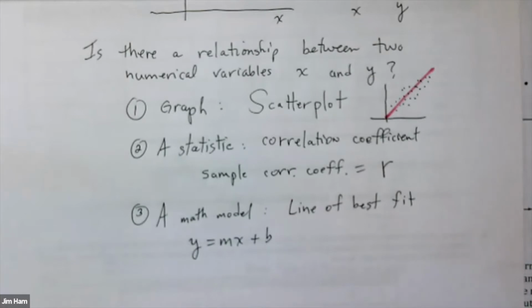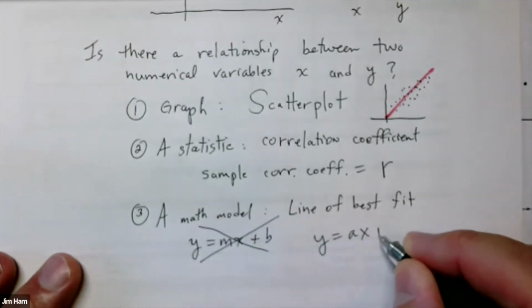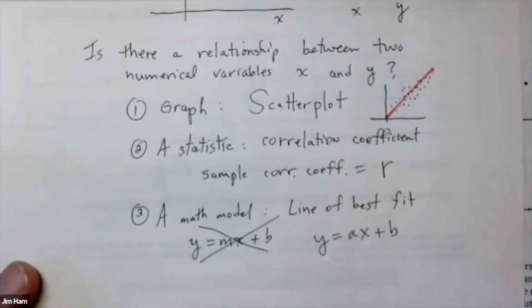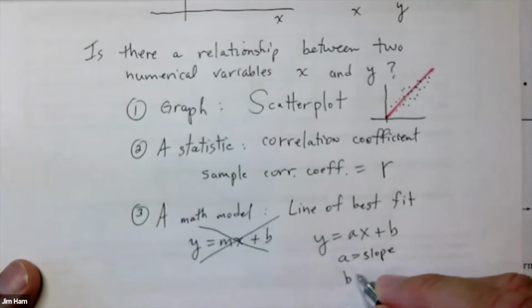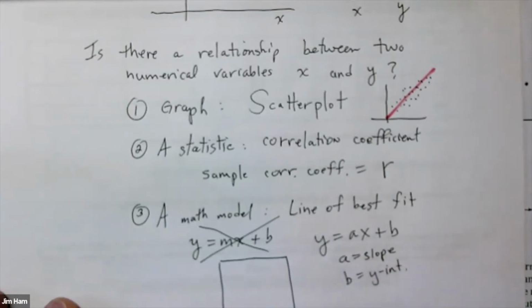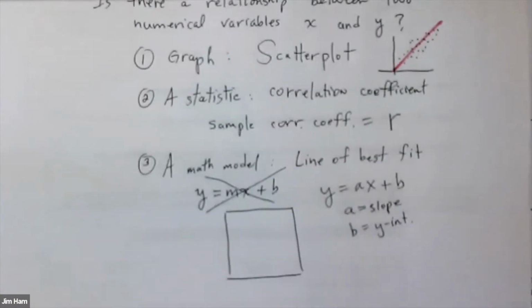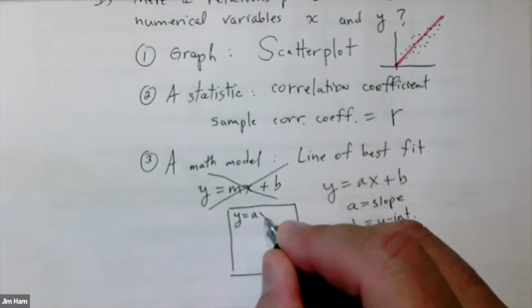All right, you may recognize it like this: y equals mx plus b, that's the equation of the line. But the calculator is going to give us y equals ax plus b instead of mx plus b. But the number in front of the x is the slope, and the number that stands alone is the y-intercept. So this is why algebra is a prerequisite for this course.